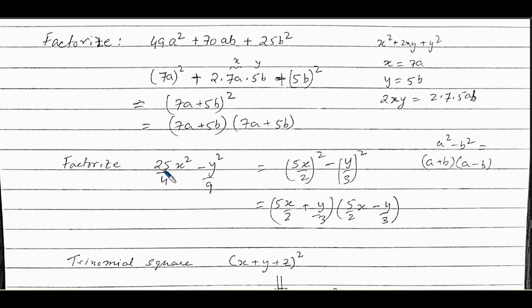Now factorize this 25x square. So this is like a square minus b square.